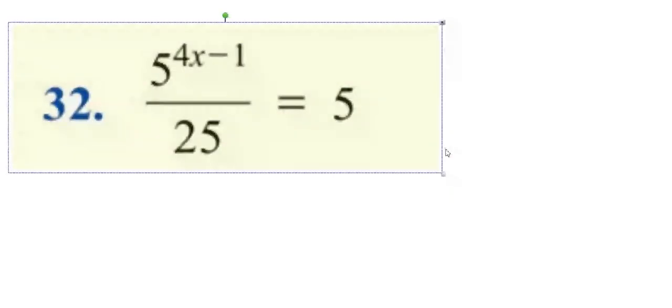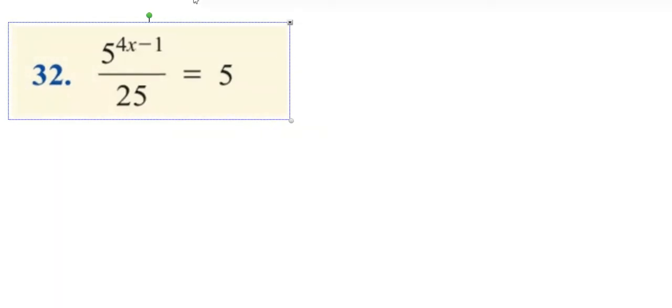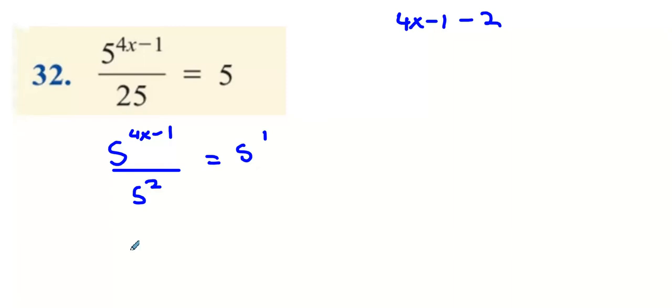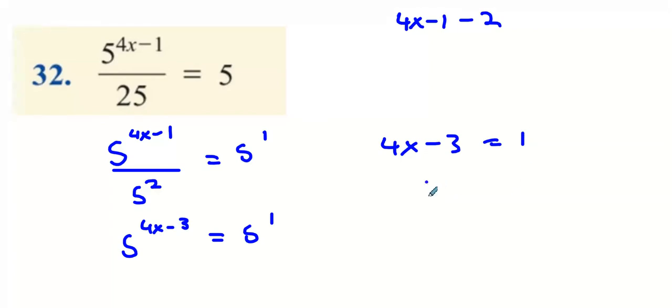Now, 32 itself. Once again, different base numbers going on here, isn't there? So 5 to the power of, over 5 to the power of 2 equals 5 to the power of 1. Top minus bottom, 4x minus 1, take away 2. 4x minus 3. Then what's my next part? So 4x minus 3 equals, and then 4x equals 1. Everybody cool with that?